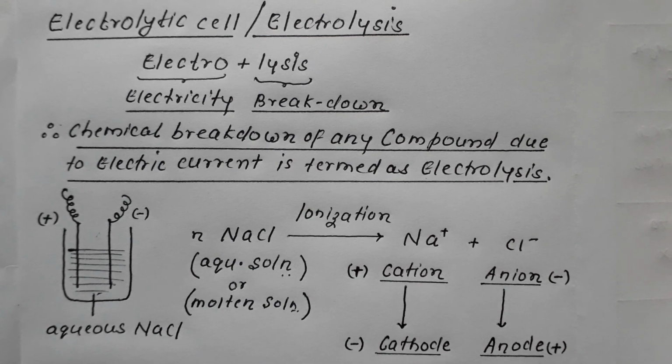What are electrolytic cells? Remember, electrolytic cells are those cells in which electric current is given and chemical reaction gets produced. That is, current produces the reaction.